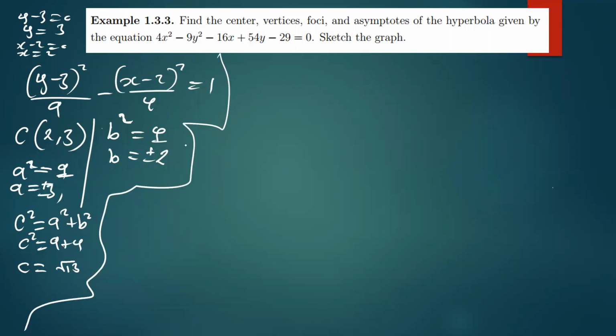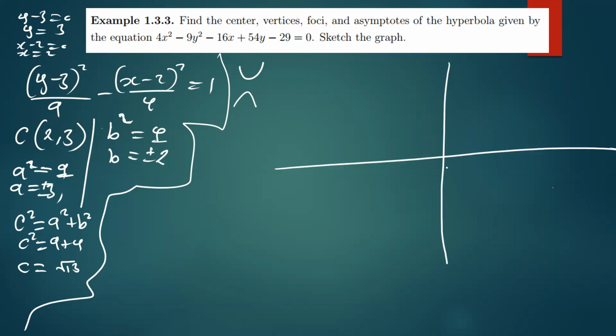So after finding a, b, and c, I think we can now do a sketch. We know that since y is squared, we expect our curves to face up and what? And down. So we are going to draw this XY plane.